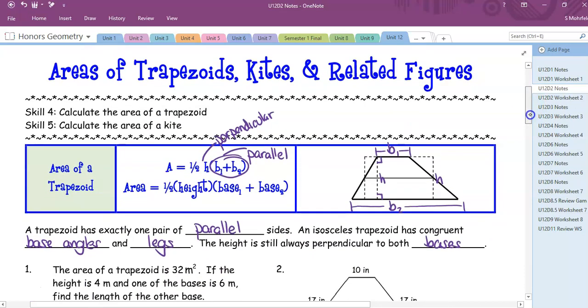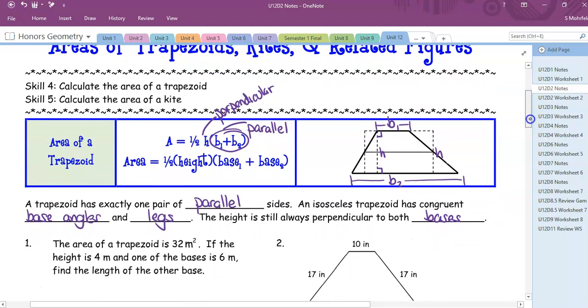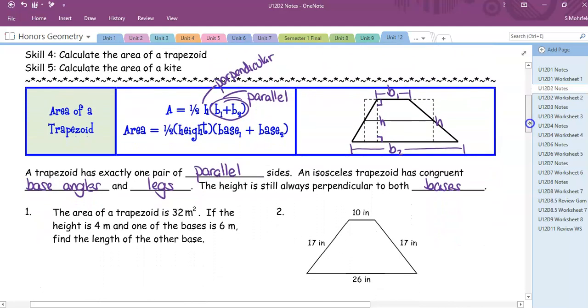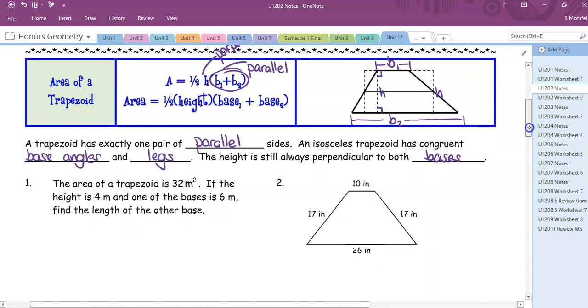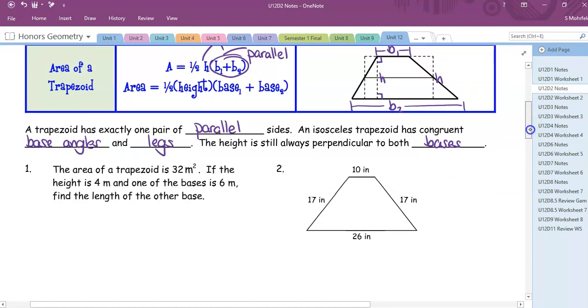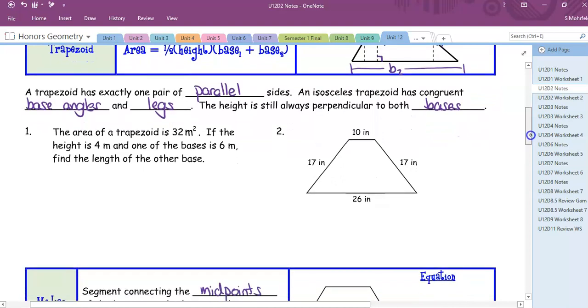So just a quick reminder, a trapezoid has exactly one pair of parallel sides. An isosceles trapezoid has congruent base angles and legs, that will be coming up in a little bit. The height is always perpendicular to both bases, like I mentioned.